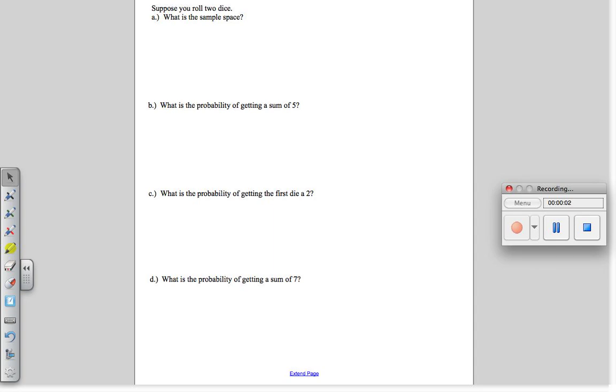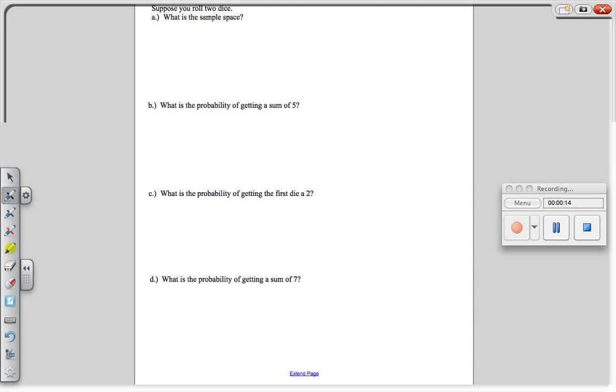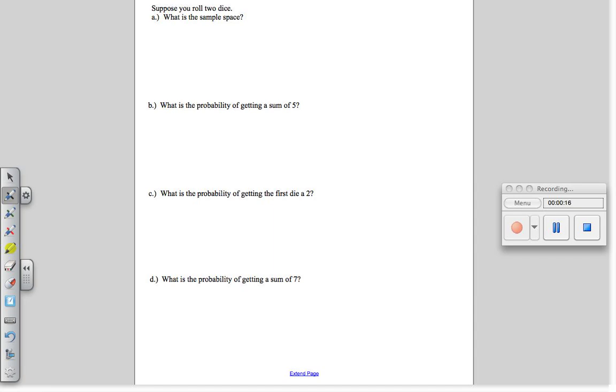This example will show you how to find probabilities. The experiment is, suppose you roll two dice. What is the sample space? As with the other examples, you need to come up with a sample space that is equally likely outcomes.